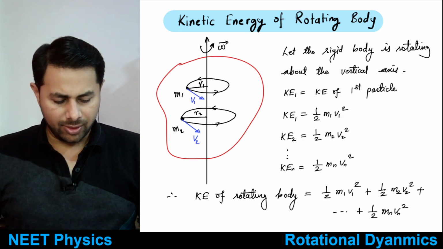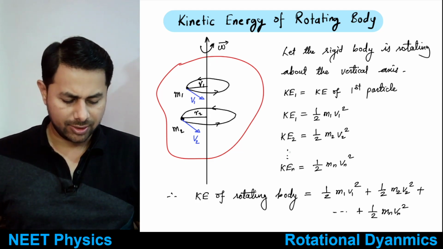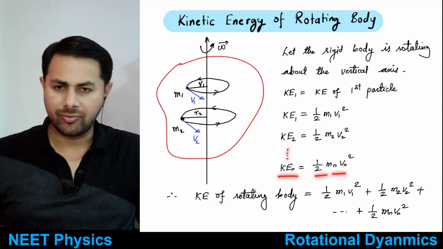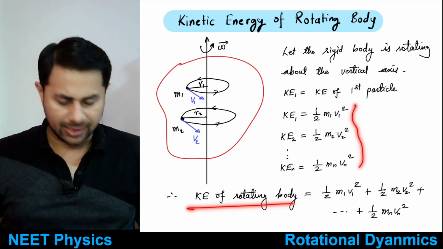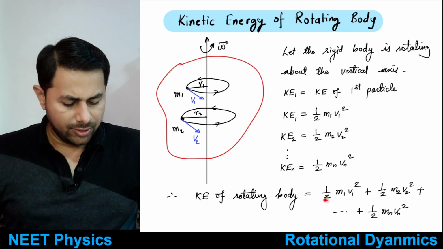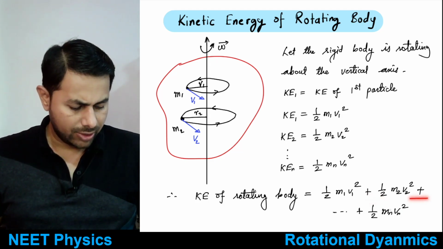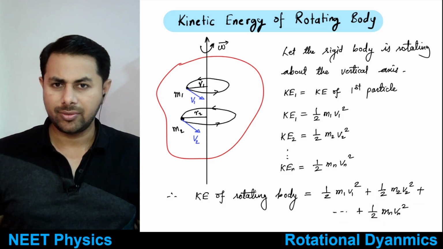So now kinetic energy of first particle is half of m1 v1 square, kinetic energy of second particle is half of m2 v2 square, so on and so forth, up to kinetic energy of nth particle is half of mn vn square. And if you add up all these kinetic energies, then you get kinetic energy of the body which is rotating, right? So it is half of m1 v1 square plus half of m2 v2 square plus so on and so forth up to plus half of mn vn square. This is kinetic energy of the body.